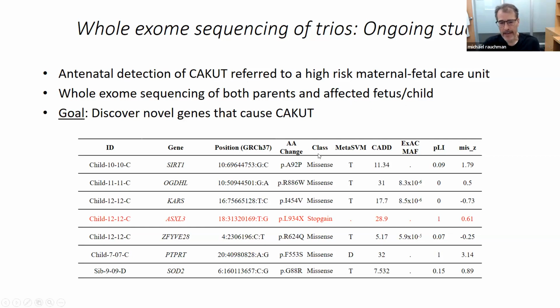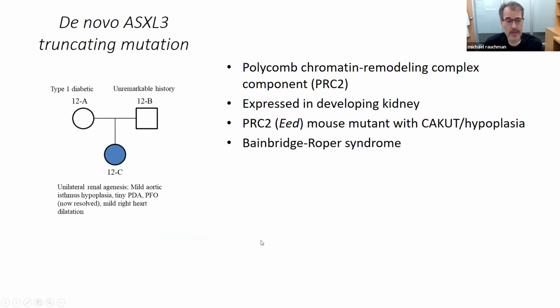And so in doing that, here's an example of some of our results. We uncovered this case that had a typical Bainbridge-Ropers mutation. And this child had what we call unilateral renal agenesis. That is to say, one kidney formed, but the second kidney never formed. So the child was missing one kidney, and the child also had some cardiac defects, which were relatively mild.